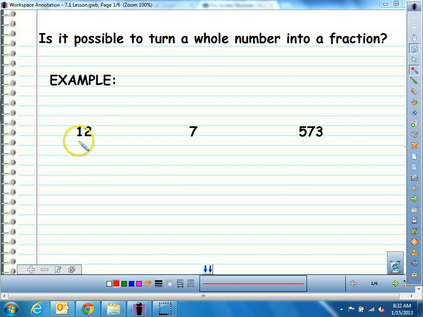I hope you answered yes. All we have to do is put it over 1. Every single whole number we can put over 1 and we suddenly have a fraction. We have a numerator of 573, a denominator of 1. And so that's a key concept that you're going to have to remember for today's lesson, that anytime you want to turn a whole number into a fraction, you just put it over 1. I want to make sure you get that in your notes.